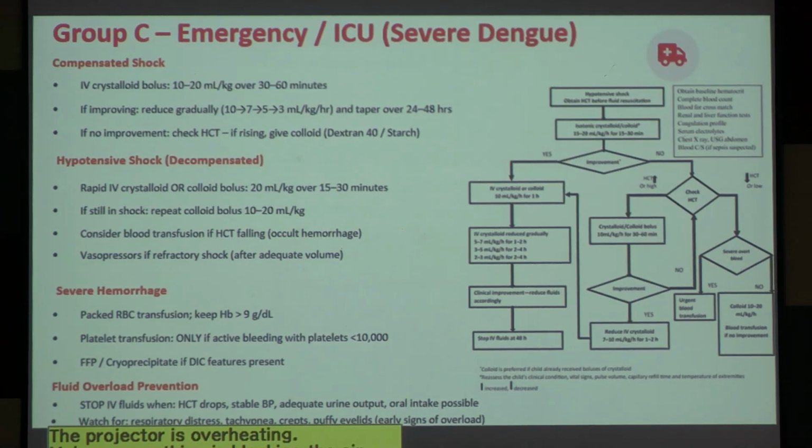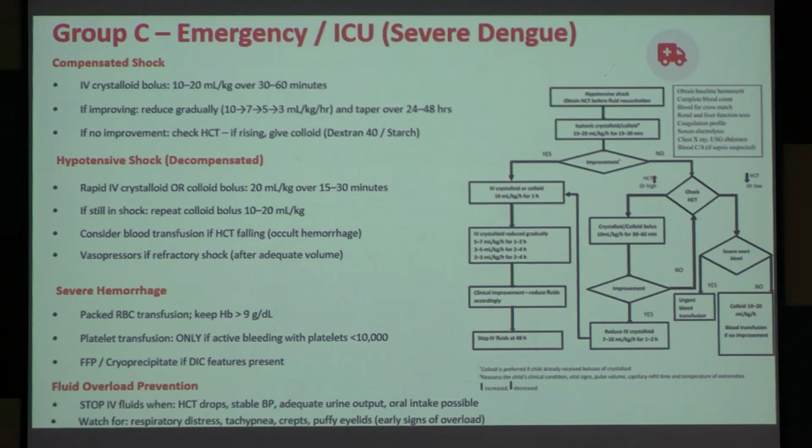If these are maintaining, then you can reduce the dose hourly, from 15 to 10 ml per kg per hour, and so on: 10, 7, 5, 3 ml per kg per hour. Okay. So the maximum fluid you can give is up to 48 hours, 2 days. Just gradually step down. Monitor urine output, monitor CRT, monitor hematocrit and the BP itself. Okay.